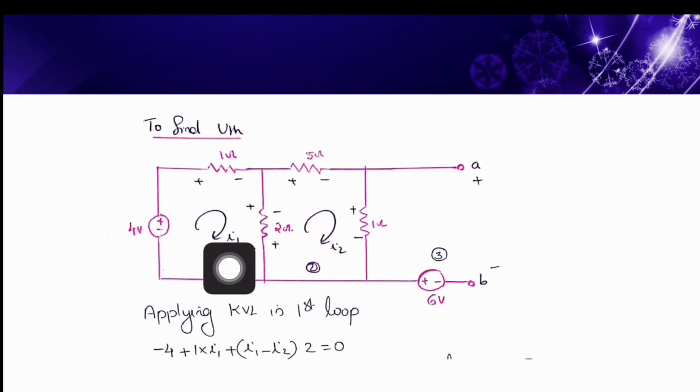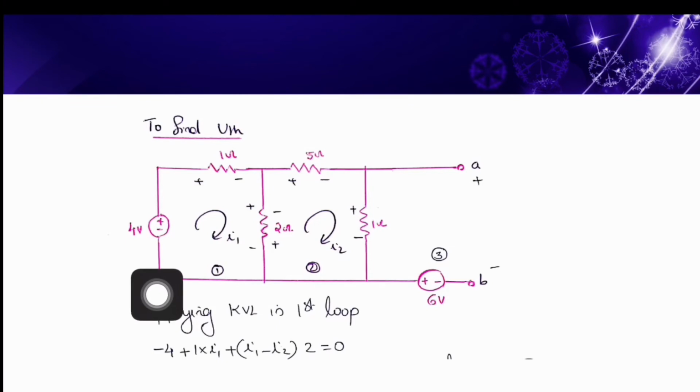I1 is marked as the loop current in the first loop in clockwise direction, and I2 as the loop current in the second loop in clockwise direction. Since these terminals are open, there is no loop current in this third loop. Then we mark polarities of voltage drop across each resistor according to the direction of the assigned loop currents. Now we are going to write KVL in this first loop in clockwise direction.